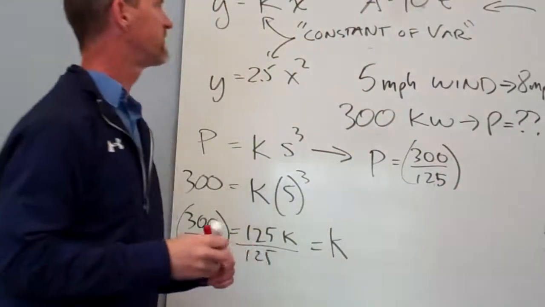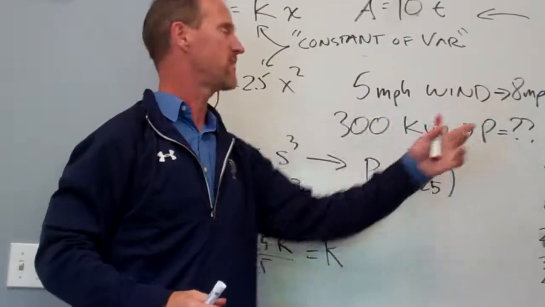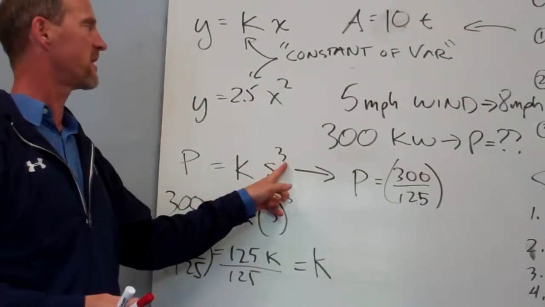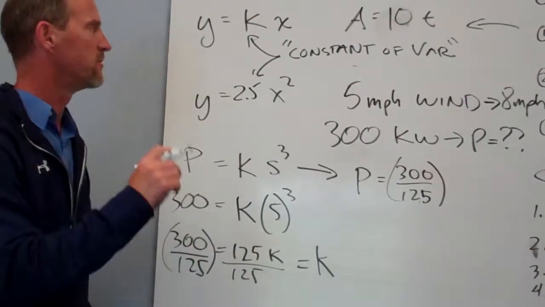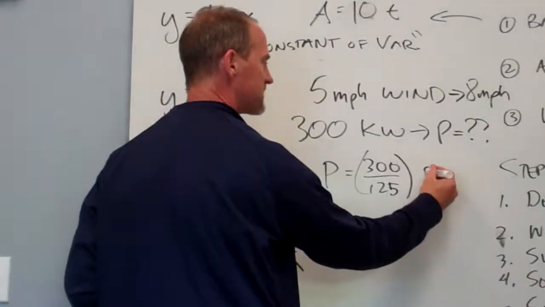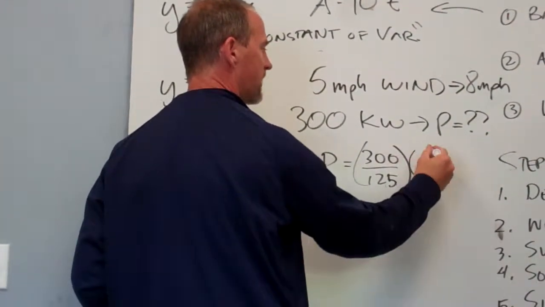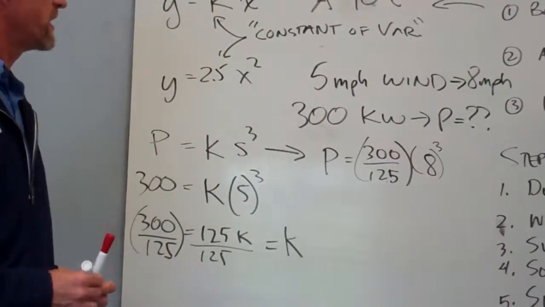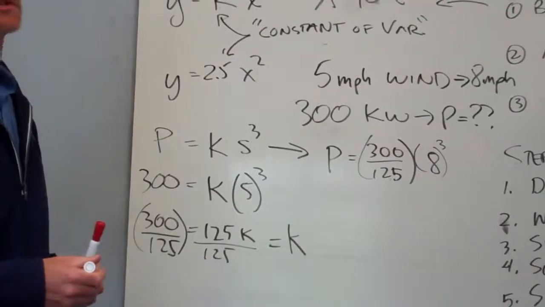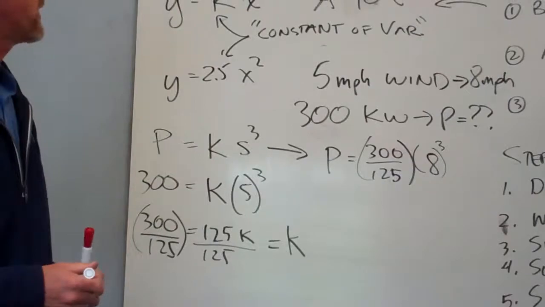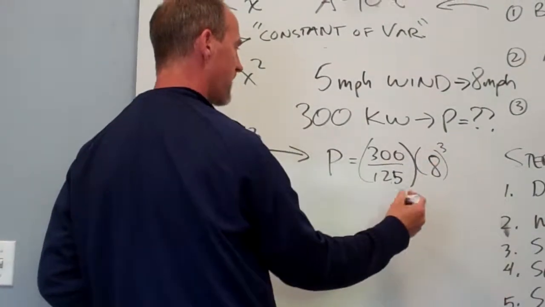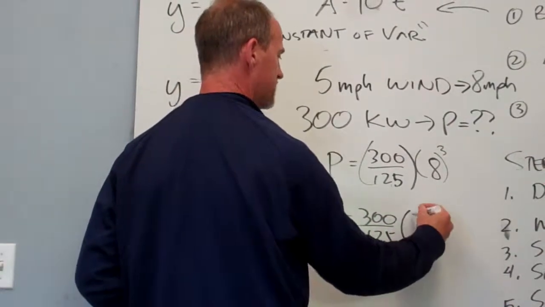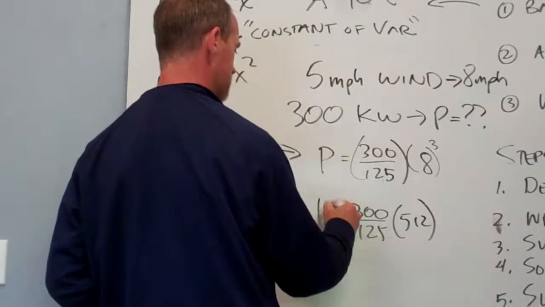Okay. Well, again, 5 doubling to 10 might make you think that, oh, it's going to be less than 600. But be careful, because with the cubic variation, you get a lot more power from a little increase in wind. So I'm going to take that 8 and raise it to the third power, and then multiply it by my constant. So 8 times 8 is 64, and 8 to the third is 512. So it's going to be 300 over 125 times 512. And that's going to give you P.